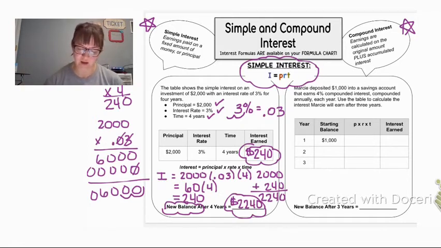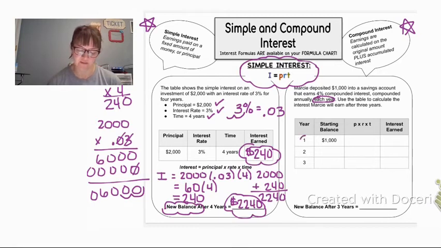Now let's look at a compound interest example. So this one says Marcy deposited $1,000 into a savings account that earns 4% compounded interest, compounded annually. Annually just means each year. Use the table to calculate the interest Marcy will earn after 3 years. So her starting balance or her principal is $1,000.